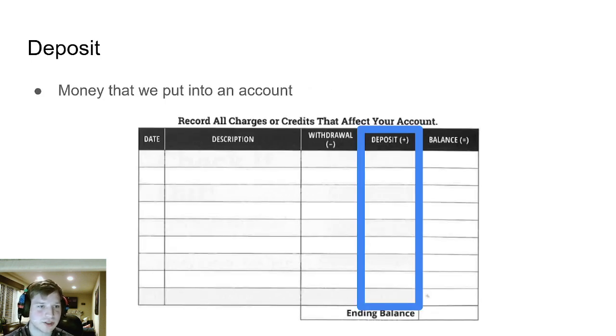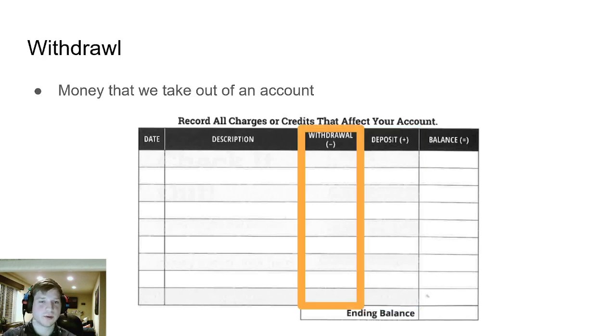So a deposit is just money that we put into an account. Whenever we put money in, we're going to be adding, and so we have a whole column for that. Next, we'll talk about withdrawals. That's when we take money out of our account to pay for something. We're going to mark that in the withdrawal column there.